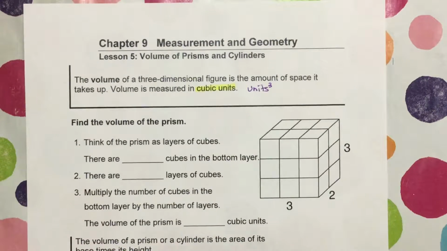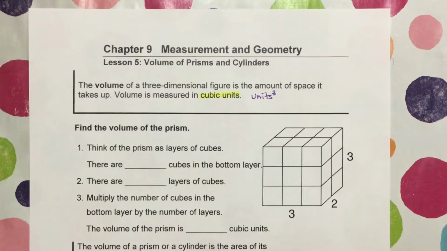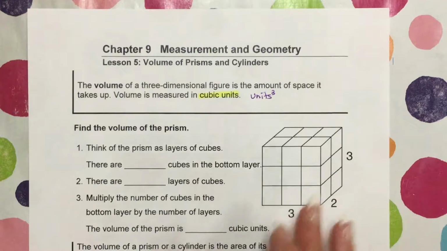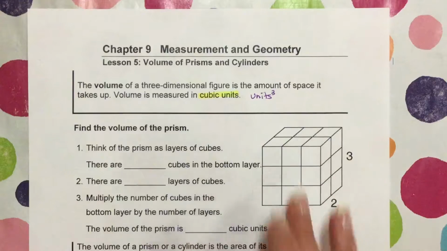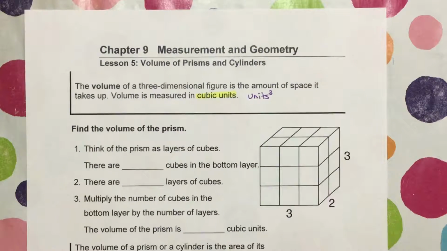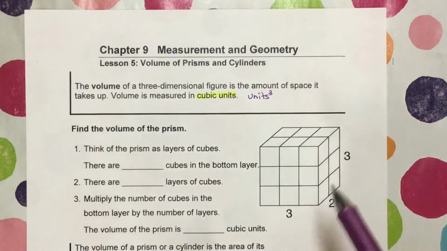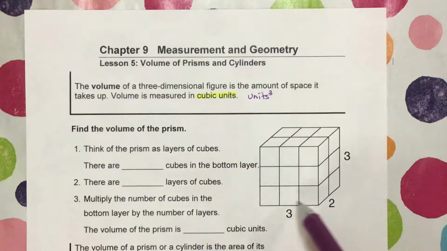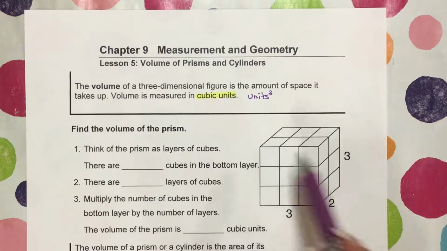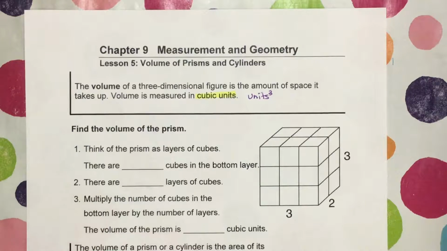So we have this shape over here. We're trying to figure out the volume. That's how much space this whole thing takes up. To do that, we're going to figure out the amount of space in this bottom layer, because if you look at it, it's really in layers. There's a bottom layer, a middle layer, and then a top layer of blocks. So we're going to figure out how many cubes there are in the bottom layer.